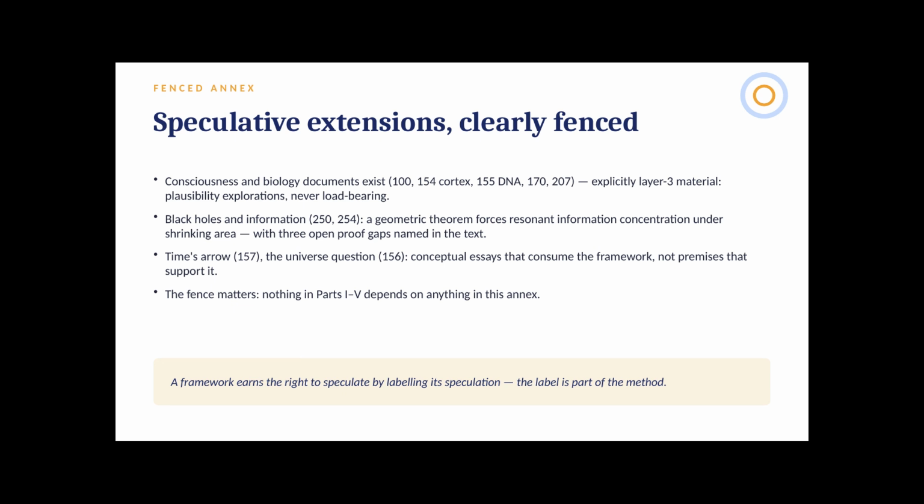Slide 61. Every framework earns the right to speculate by labeling it speculation. The label is part of the method. So, behind a clear fence: consciousness and biology, cortex, DNA, and related essays, explicitly layer 3 material, plausibility explorations, never load-bearing. Black holes and information, a geometric theorem that forces resonant information concentration under a shrinking area with 3 open proof gaps named right in the text. The arrow of time, and the question of the universe as a whole: conceptual essays that consume the framework rather than support it.